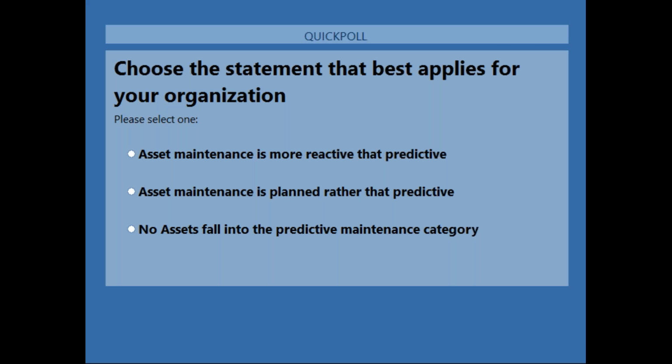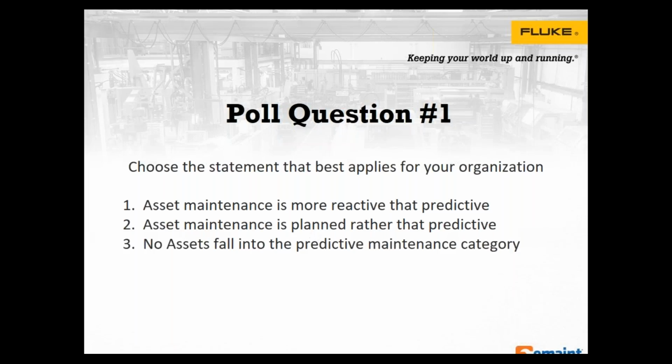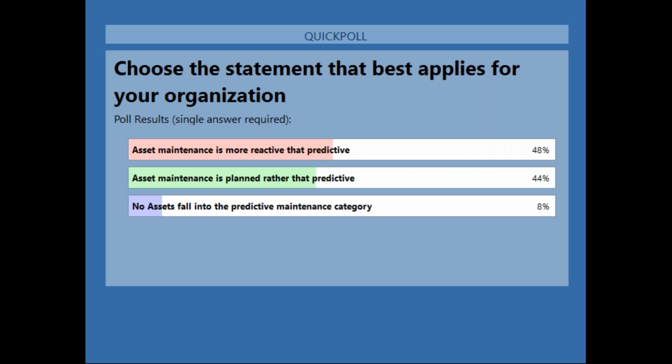All right, looks like we've got, Alex, the votes in, so let me go ahead and share the results. So it's an interesting split. 48%, almost half, said asset maintenance is more reactive, a little typo there, rather than predictive. 44% said it's more planned than predictive, and only 8% says no assets fall in the predictive maintenance category. All right, back to you, Alex.